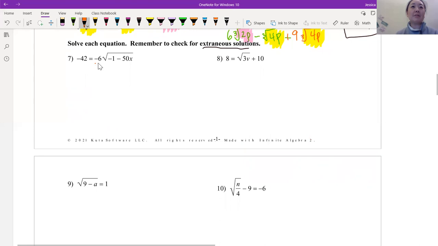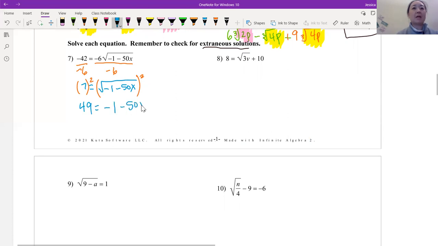So first step here, divide by -6. Again, please pause and do this first before you have me just do it. And then the -6s are going to cancel out, and all we have left is -1 minus 50x. And what do we do now? We're going to square both sides. And then what do we have left? So 7 squared is going to be 49, is equal to, the square and the square root cancel out, so it's -1 minus 50x.